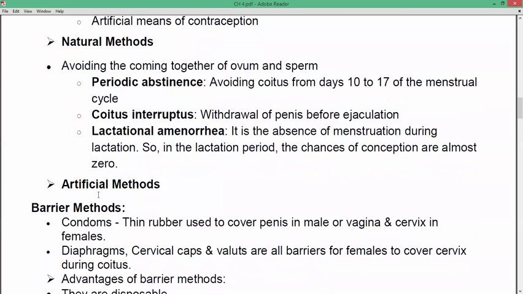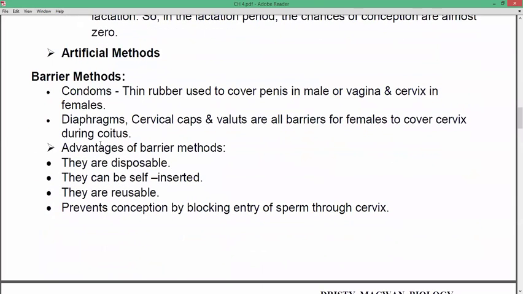Next is the artificial methods. In the artificial methods, the first method is the barrier method, right? So in the barrier method, there is use of condoms, right? The condoms are thin rubber sheaths which are used to cover the penis in males or the vagina and cervix in females, right? So there are two main basic condoms available. First is for males and second is for females. The male wears the condom on his penis to cover it, and in the female it is placed inside the vagina or the cervix.